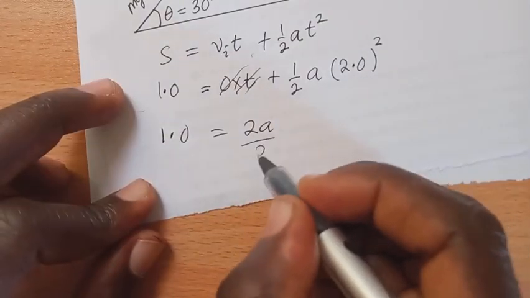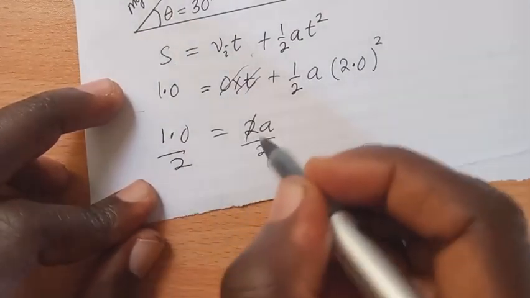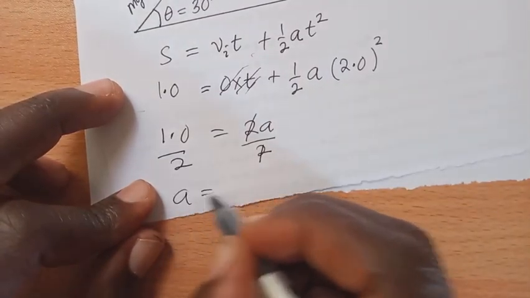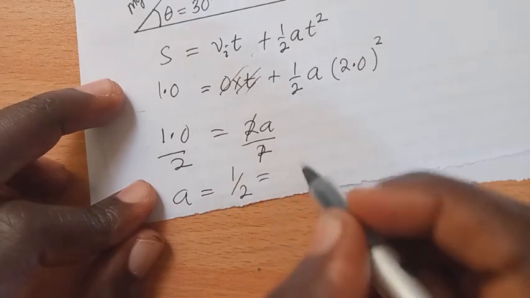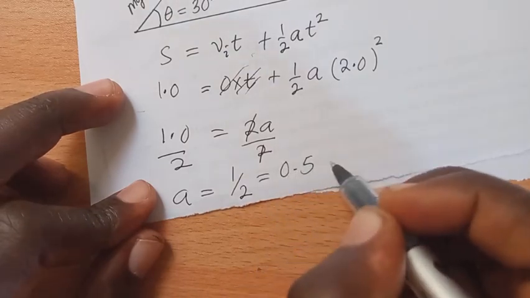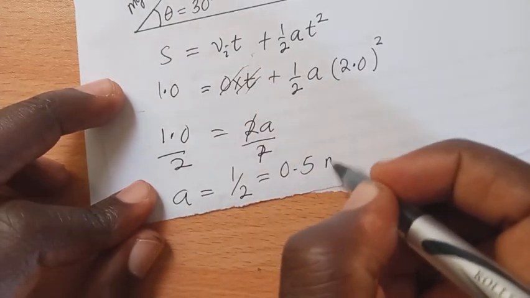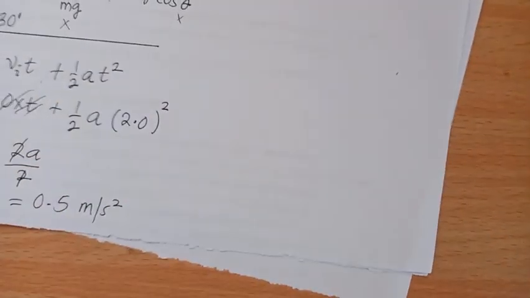Next, divide both sides by this 2 you got. This cancels this, and then your A is equal to 1.0 is 1 upon 2, and 1 upon 2 is 0.5. And remember, this is acceleration. Its unit is meters per second squared. Now you got the acceleration.